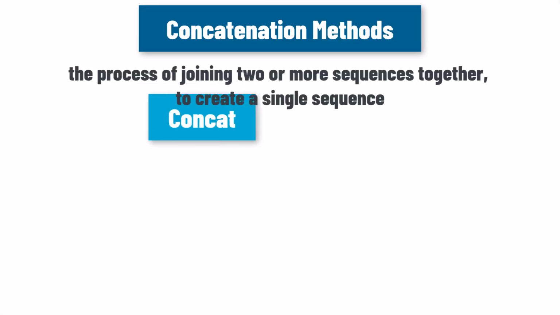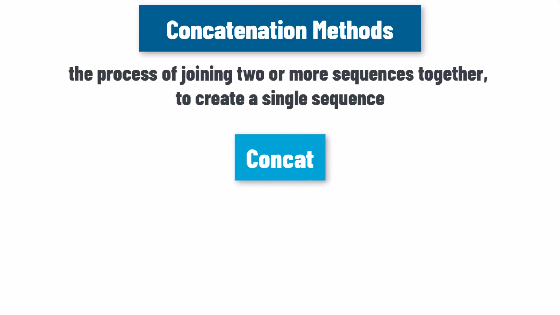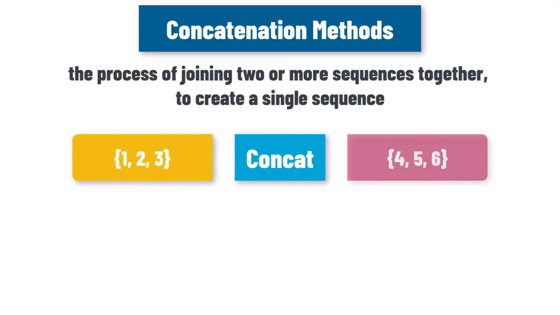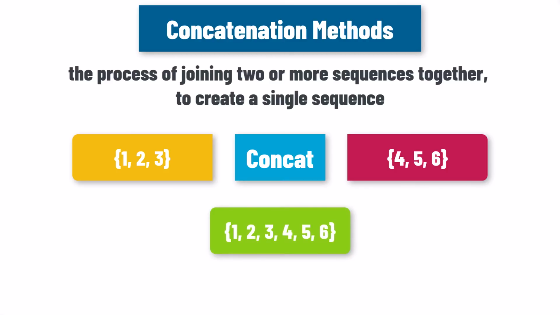For example, the method concat can be used as follows. We have the following 2 sequences. Using the concat method I will get the following sequence. It contains the data from both sequences in a single sequence. So, the concat method is used to combine 2 sequences together. Append and prepend, for example, are used to add a single element to a sequence.